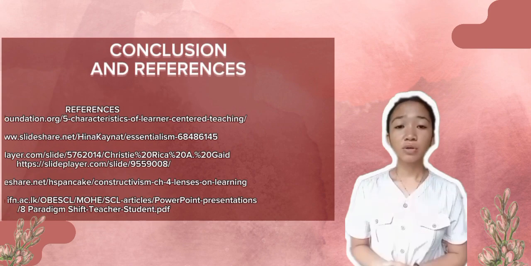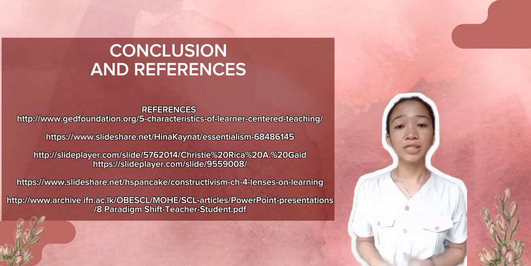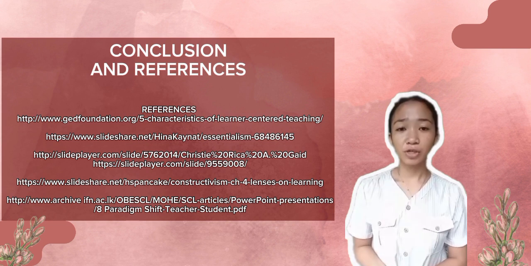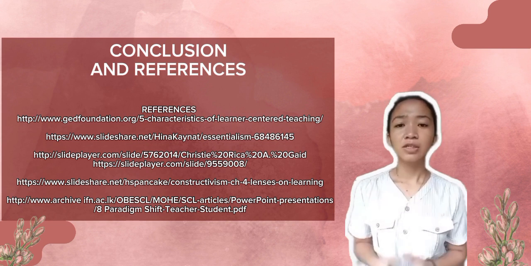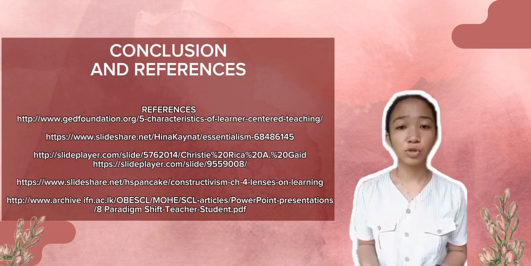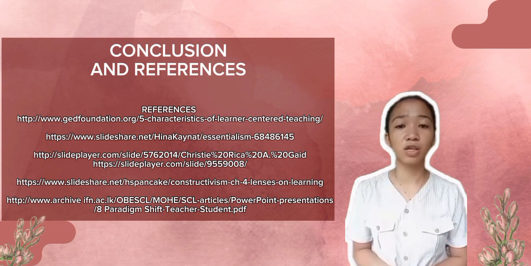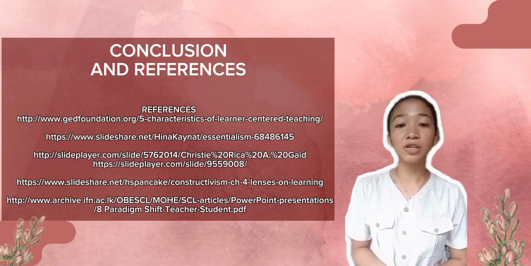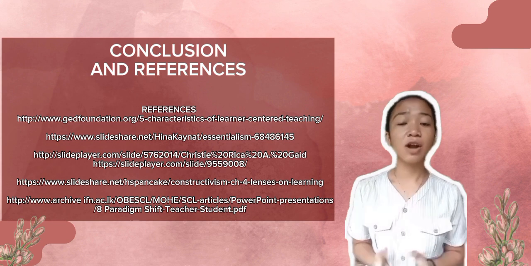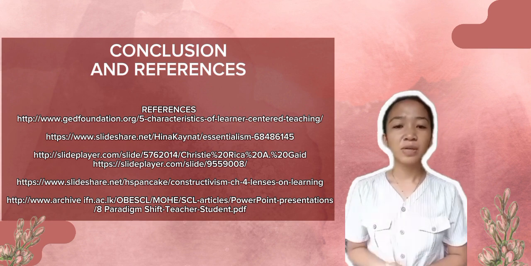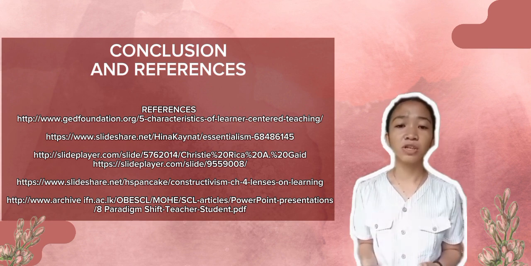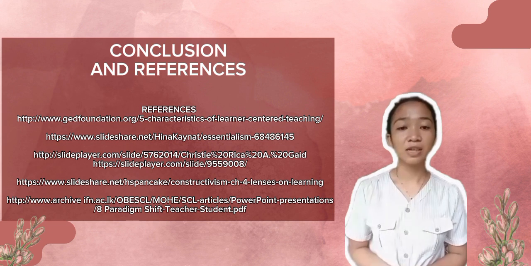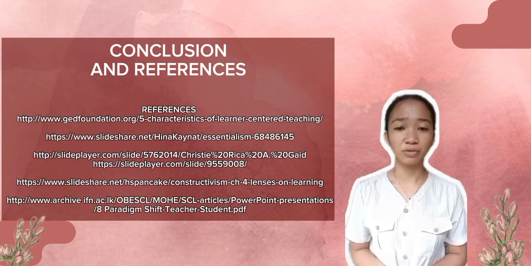So the overall conclusion for Module 1, which is Learner-Centered Teaching, Foundations and Characteristics. Learner-centered teaching is an approach to teaching that focuses on the needs and interests of the student. It involves creating a learning environment where students are actively engaged in the learning process and where their individual learning styles and preferences are taken into consideration.